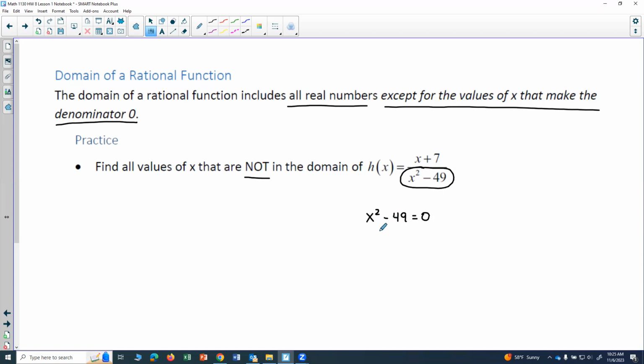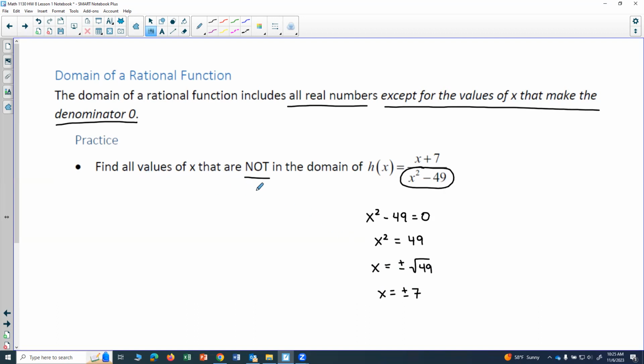So you can solve it by factoring or using the square root method. I could go ahead and say this is the same as x squared equals 49. And when I take the square root of both sides, I have to remember to do plus or minus. So x equals plus or minus square root of 49. So x equals plus or minus 7. The square root of 49 is 7.